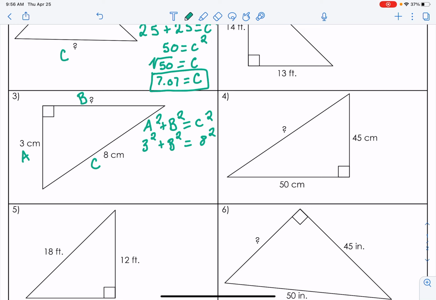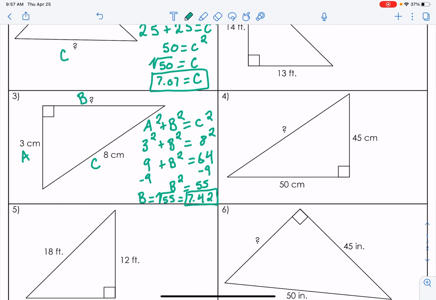After I substitute in my numbers, I can then perform the exponents. So 3 times 3 is 9. 8 times 8 is 64. And then when I simplify, I can't add these together because notice the 9 and the 64 are on opposite sides of that equal sign. I have to subtract 9 from both sides. So I get that b squared equals 55, which means that b by itself is the square root of 55, which is 7.42.